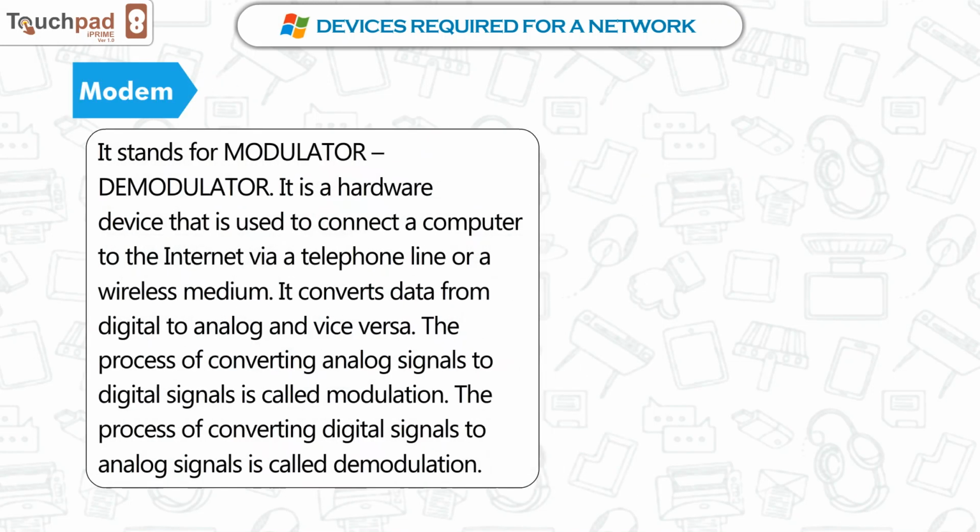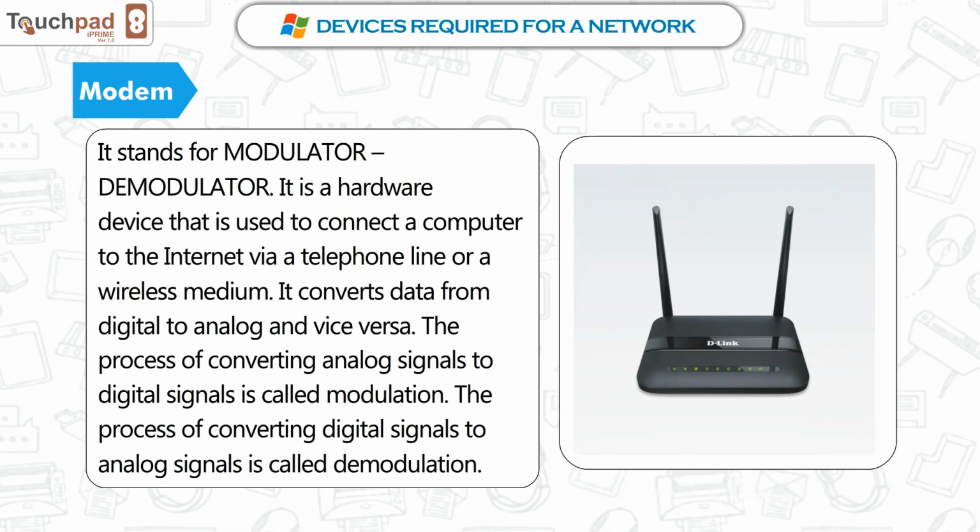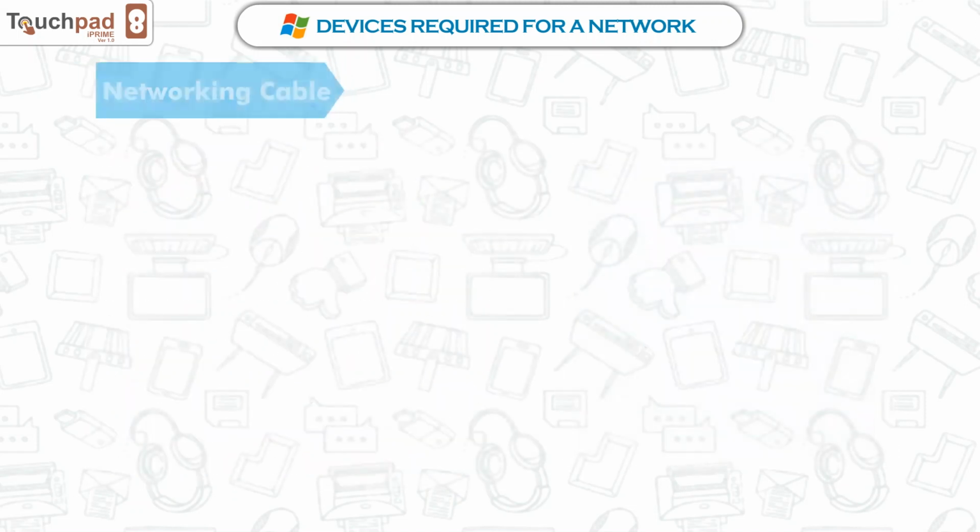Modem. It stands for modulator demodulator. It is a hardware device that is used to connect a computer to the internet via a telephone line or a wireless medium. It converts data from digital to analog and vice versa. The process of converting analog signals to digital signals is called modulation. The process of converting digital signals to analog signals is called demodulation.